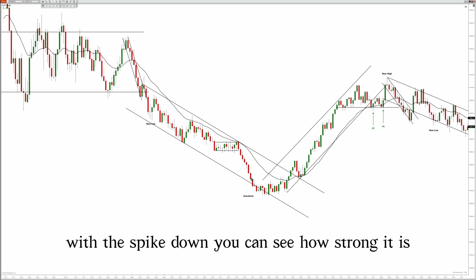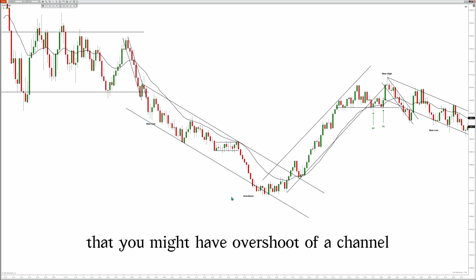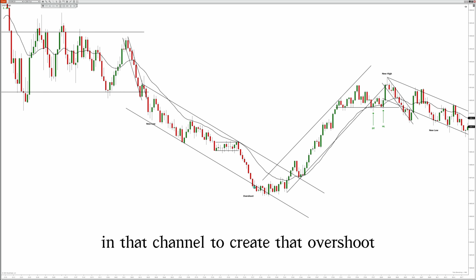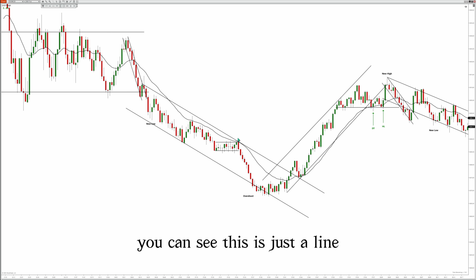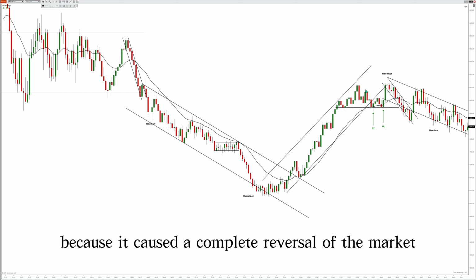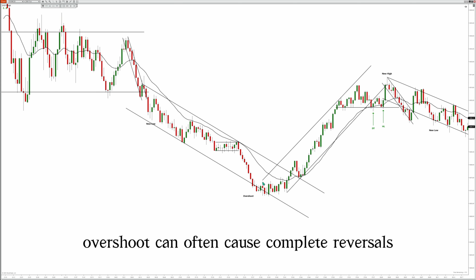Now, as you can see with this spike down, you can see how strong it is. When you think that you might have an overshoot of a channel, always look for how strong the push phase is in that channel to create that overshoot. You can see this is just a consecutive line of bear bars here. A lot of volume, a lot of strength in that. That caused an overshoot, and I think it's an overshoot because it caused a complete reversal of the market. Overshoot can often cause complete reversals.